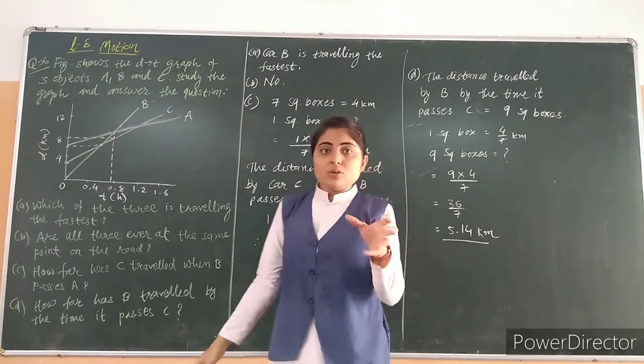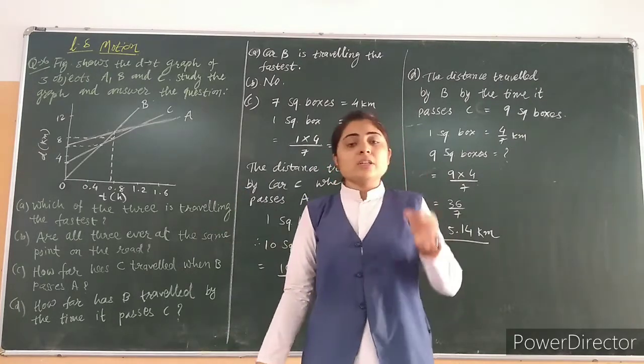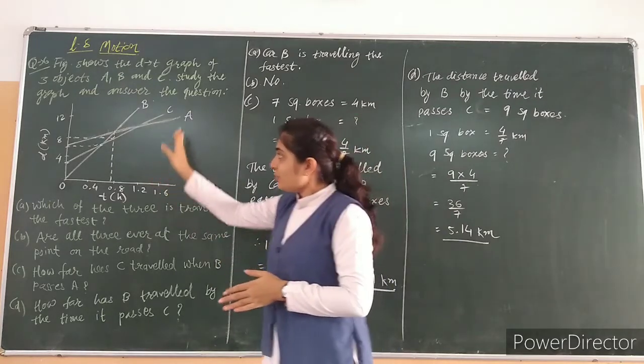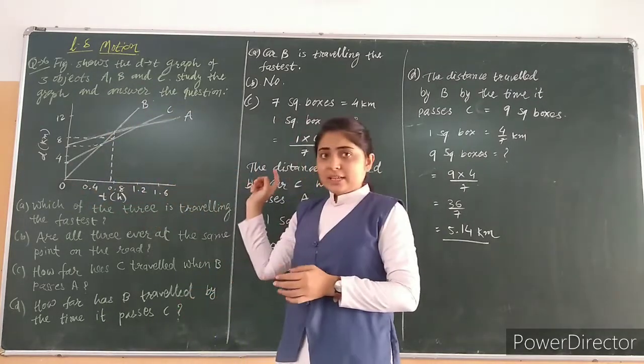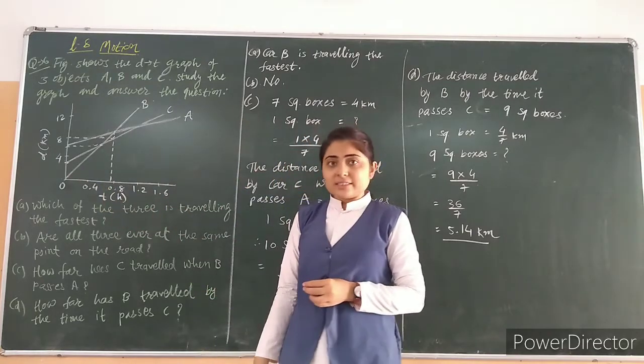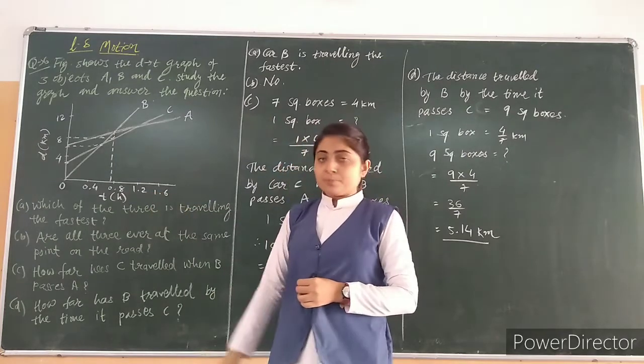Okay, so we know how to interpret the graph. So by studying this graph, we are trying to answer the following questions. So this is the graph. It is a distance versus time graph. On the y-axis it is distance, on the x-axis it is time. Distance is in kilometers and time is in hours.